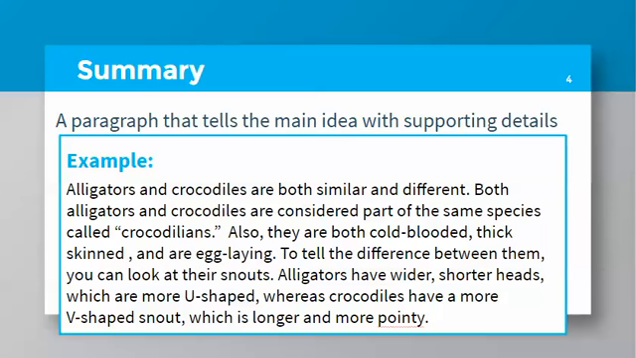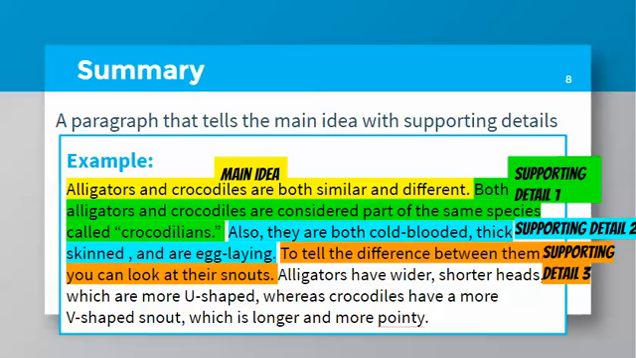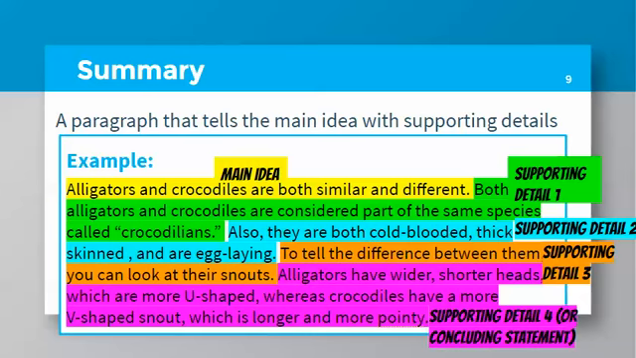So you can see the first sentence is my main idea. It starts with our topic, which is alligators and crocodiles. Then it says what we're going to tell about them, how they're both similar and different. Then the following sentences are supporting details. So we have one supporting detail, 2, 3, and 4. What's important to note here is your paragraph might have 3 supporting details followed by a concluding statement, or you can add another supporting detail with more facts.